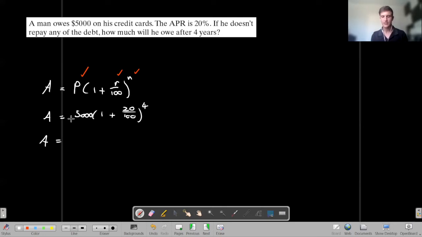So it's 5,000 times (1 plus 20 over 100). We could have simplified this to 1.2, and we raise it to the power of 4. So at the end of 4 years, he will actually owe the bank $10,368.